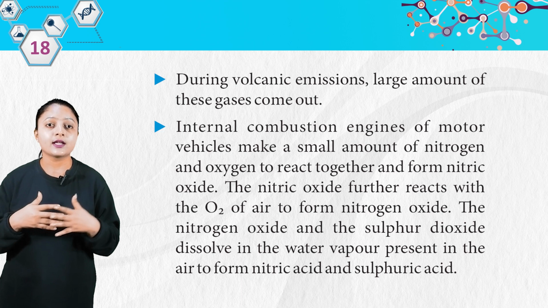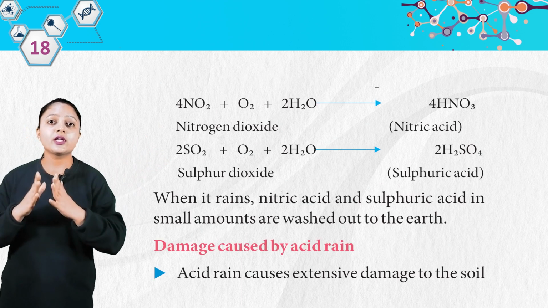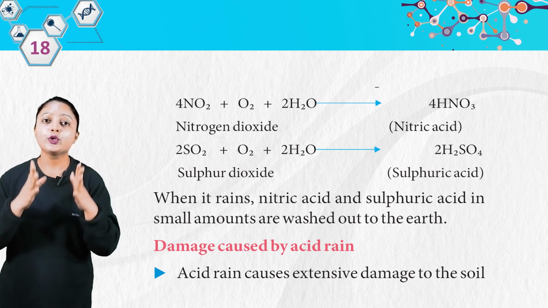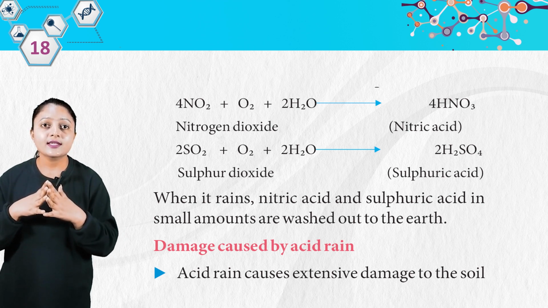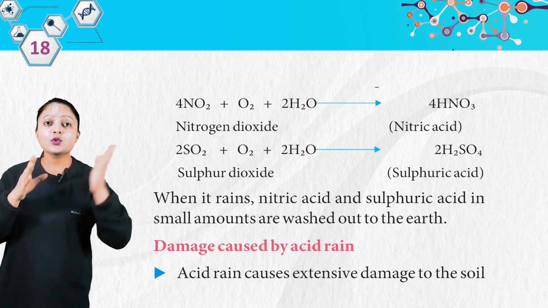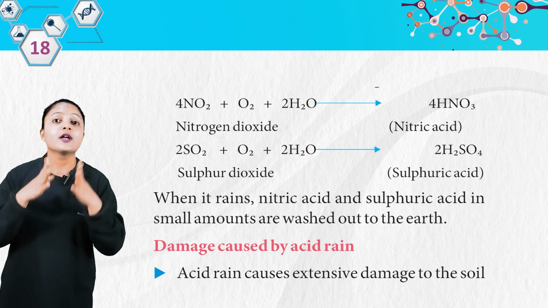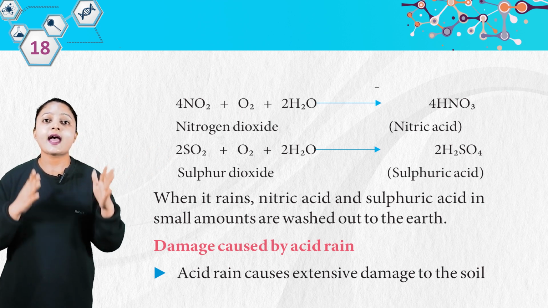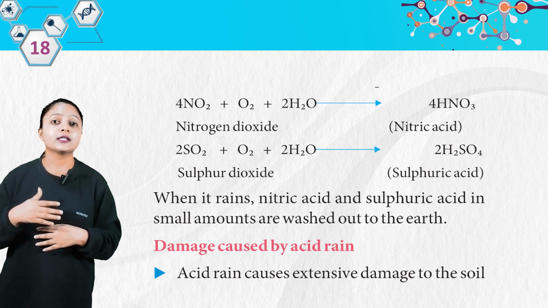The nitrogen dioxide and the sulfur dioxide dissolve in the water vapor present in the air to form nitric acid and sulfuric acid. Look at this chemical reaction, students. 4NO2 plus O2 plus 2H2O makes 4HNO3, which is nitric acid. 2SO2 plus O2 plus 2H2O makes 2H2SO4, which is sulfuric acid. When it rains, nitric acid and sulfuric acid in small amounts are washed out to the earth.